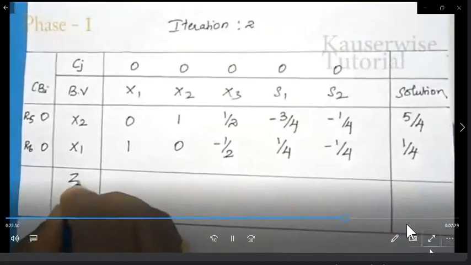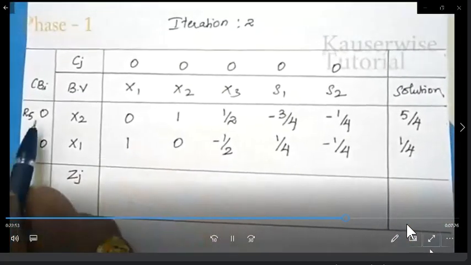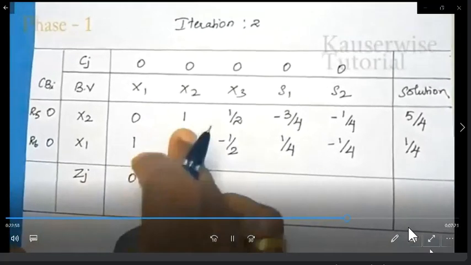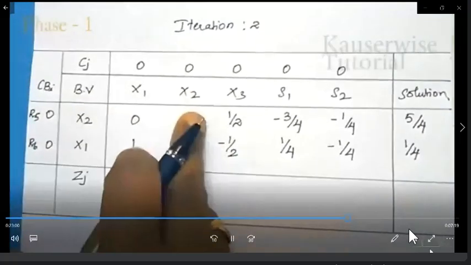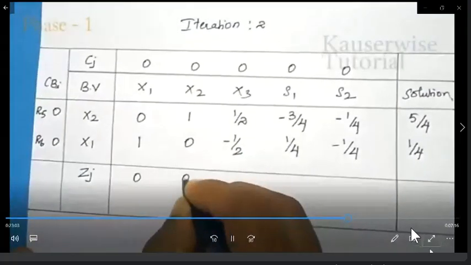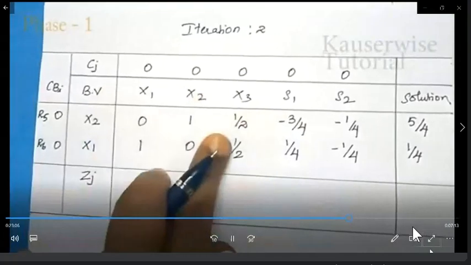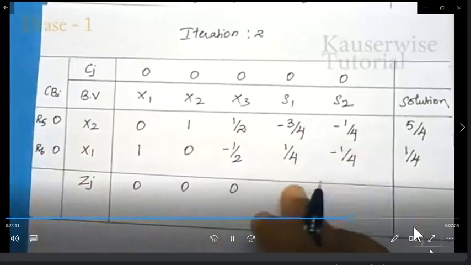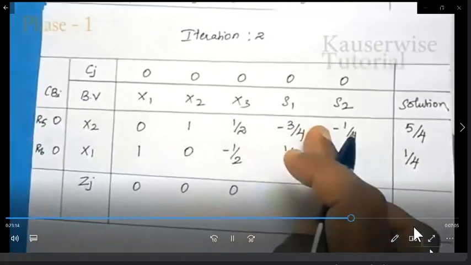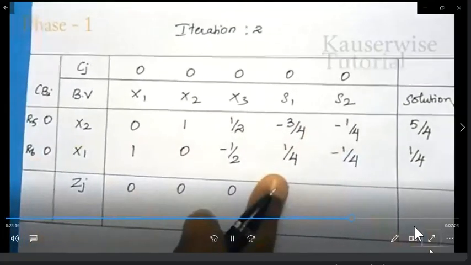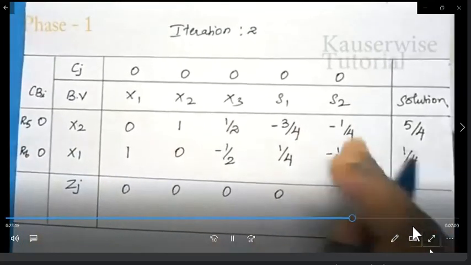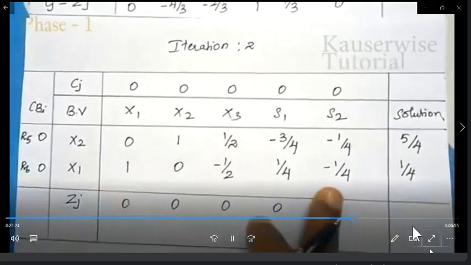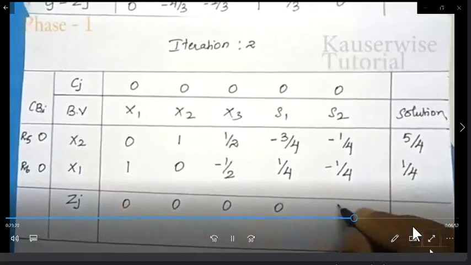Now we have to find the Zj value. For Zj, 0 into 0 plus 0 into 1 gives 0. For the second one, 0 into 1, 0, plus 0 into 0, 0. The answer is 0. For x3, 0 into 1 by 2, 0, plus 0 into minus 1 by 2, 0. For S1, 0 into minus 3 by 4, 0, plus 0 into 1 by 4, 0. The answer is 0. For S2, 0 into minus 1 by 4, 0, plus 0 into minus 1 by 4, 0. So the answer is 0.